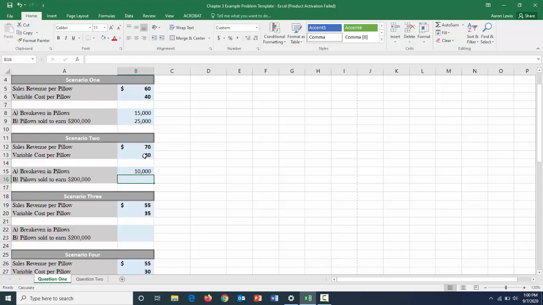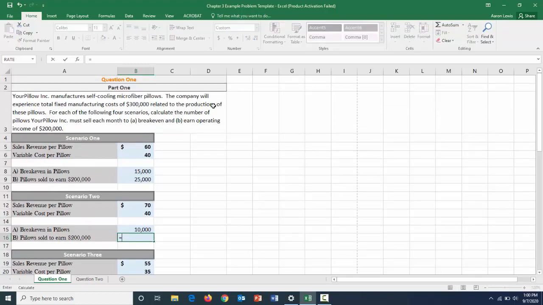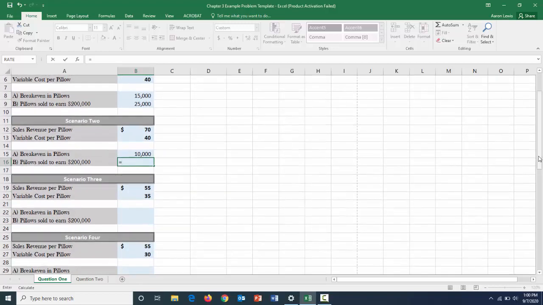How many pillows are we going to have to sell to earn $200,000 in operating income? Again, we're going to take our $300,000 in fixed costs and add to it our $200,000 of target operating income, which is going to be $500,000. And when we divide that by our $30 unit contribution margin, we're going to have to sell 16,667 pillows, rounded off, in order to earn operating income of 200 grand.